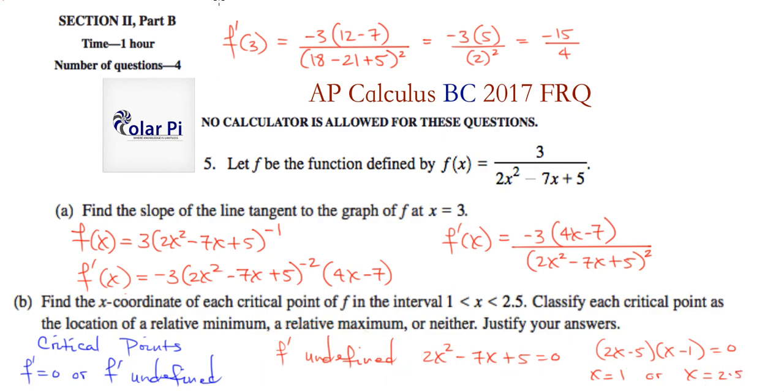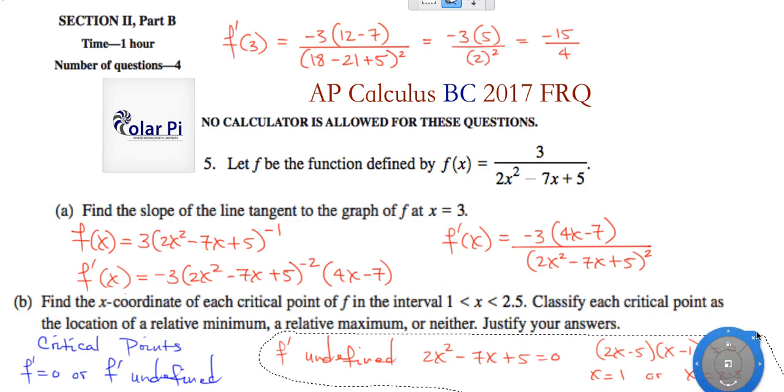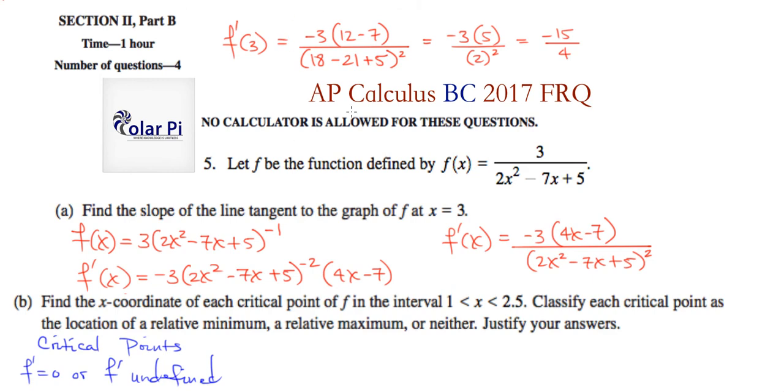But if you're paying attention, those two critical numbers are barely outside of the interval given, but they are outside of the interval, right? We exclude 1 there, and we exclude 2.5 there. So while it's important when you have a question about critical numbers that you consider where f prime is undefined, in this particular case you could ignore these two critical numbers because they fall outside of the interval of interest.